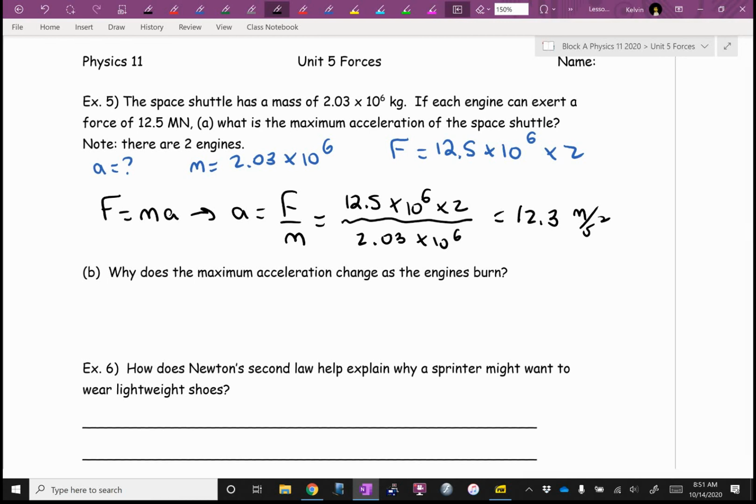How many? Mr. Duick, I thought I read that astronauts pull like 5 or 6 Gs. I got 1.2 here. Are they lying? B, why does the maximum acceleration change as the engines burn? For astronauts, the Gs increase as the engines burn. Why?